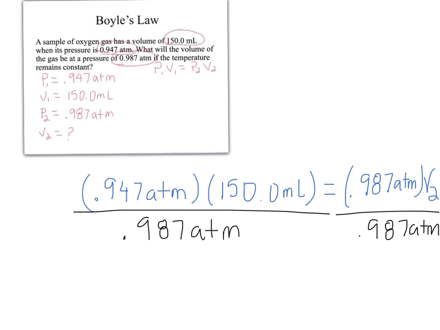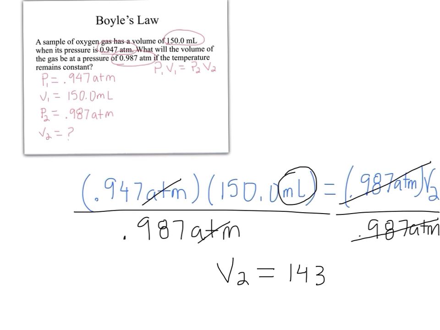Now if you notice, my units of atm cancel out. I'm left with units of milliliters. Over here, my 0.987 atm cancels out. I'm left with V2. When calculating, I have 0.947 times 150 divided by 0.987. I end up getting V2 equaling 143.9 milliliters.